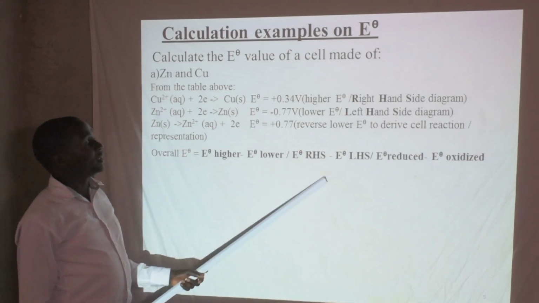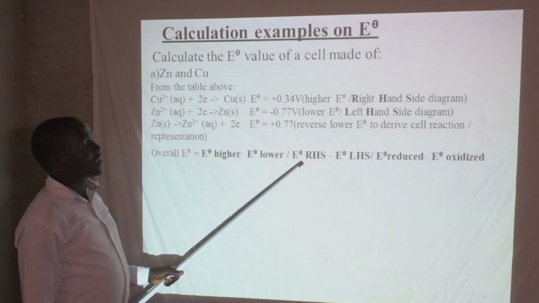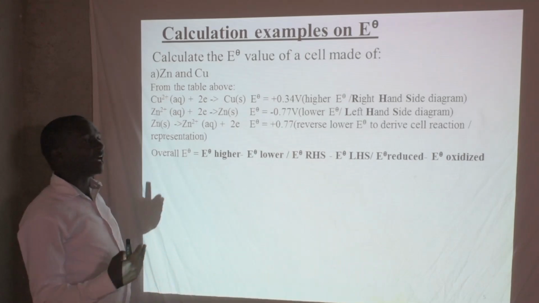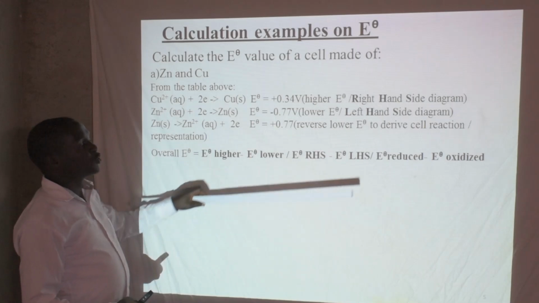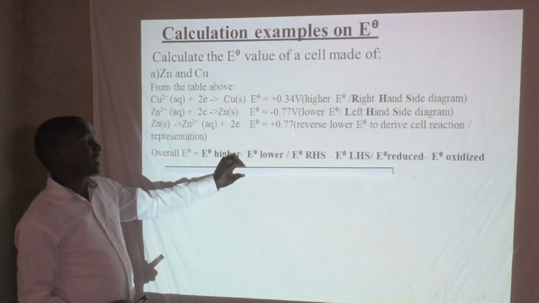It's very simple to get the EMF of the cell, because if you know right and left, if you can place two values on the number line, then you can get this question without any problem. So it's a very simple question.